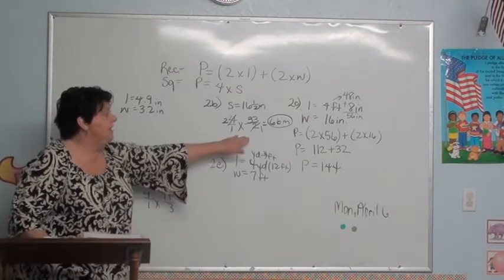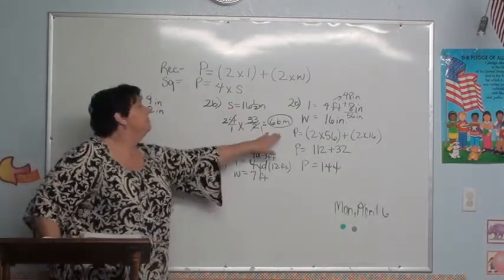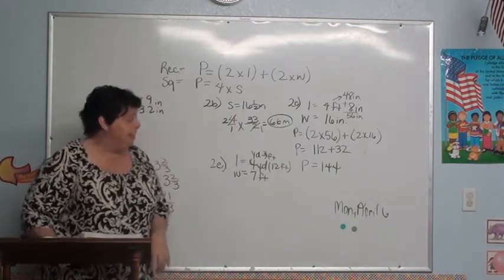So go ahead and write that down. The square's perimeter is 66 meters.